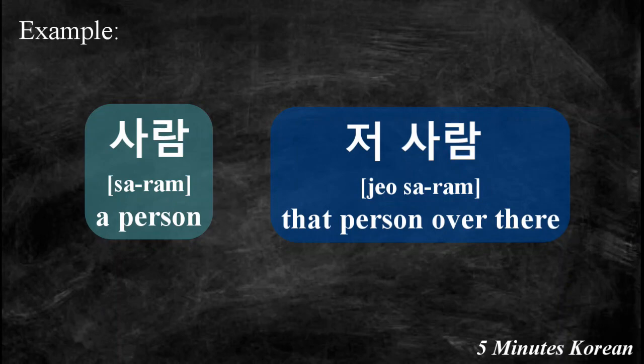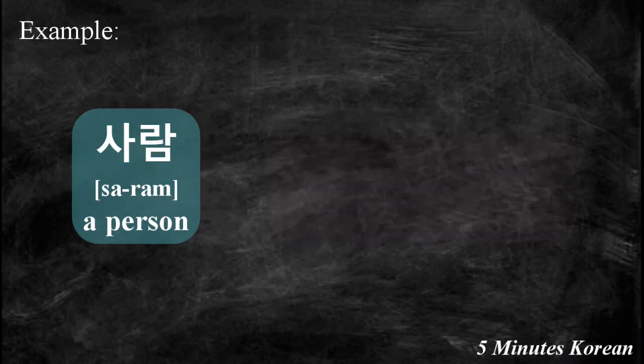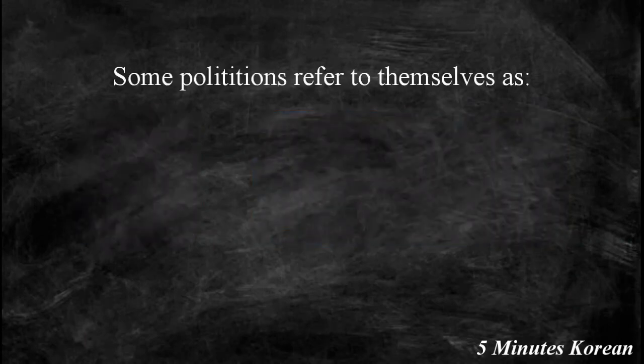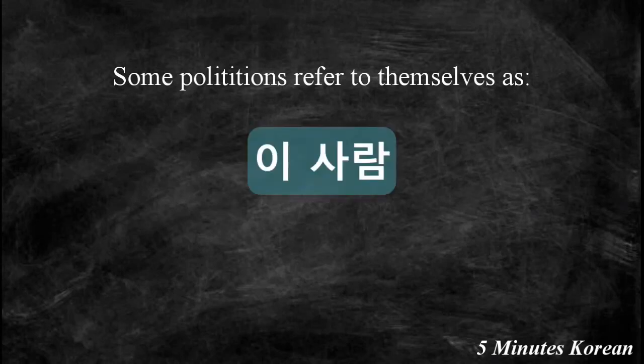And how about the person, that person, who is either near the other person but far away from you or just not there? 그 사람. And for your reference, some politicians like to refer to themselves as 이 사람. Yeah, right. They often start their sentences like 이 사람 blah blah blah and they are talking about themselves. Yeah, but I never do that. I never do that either. But it's just good to know.